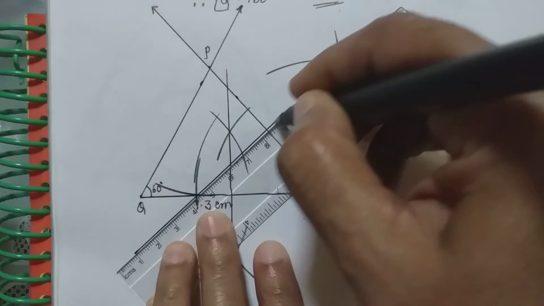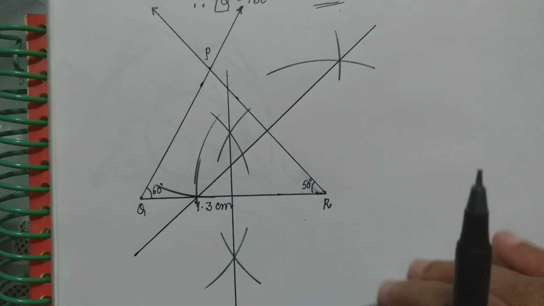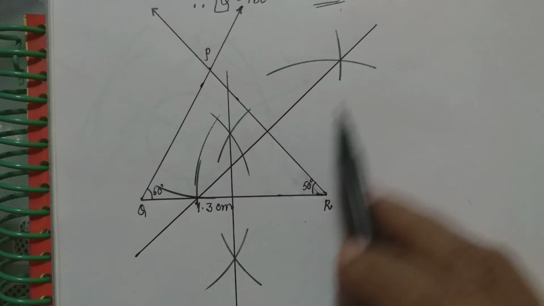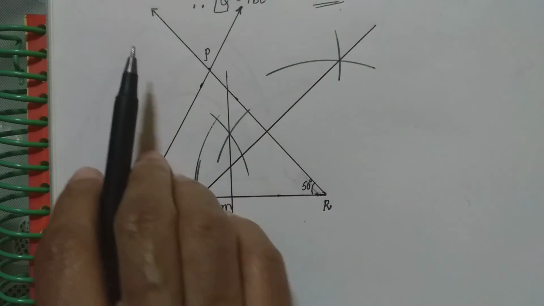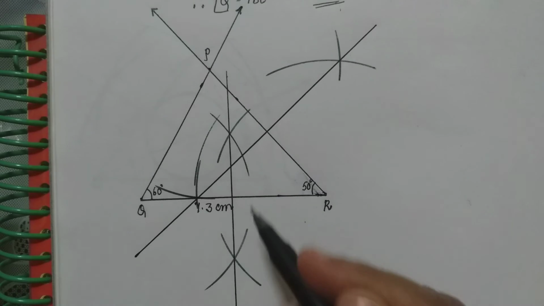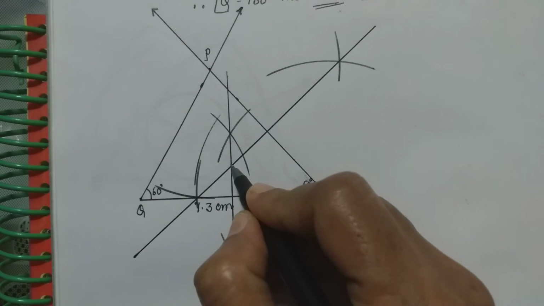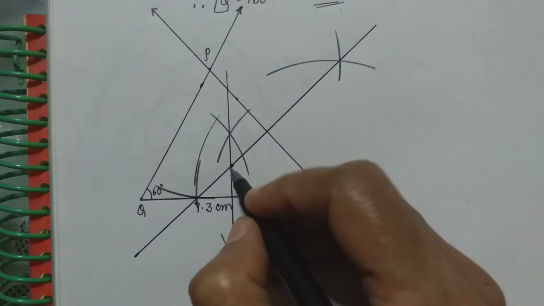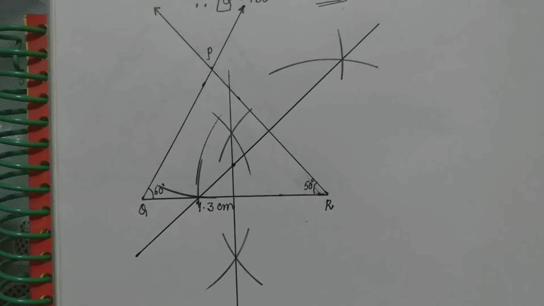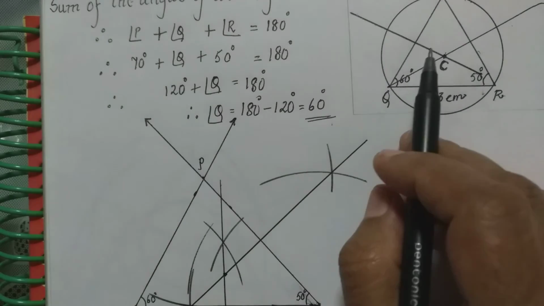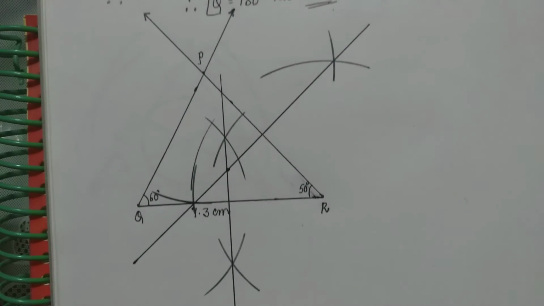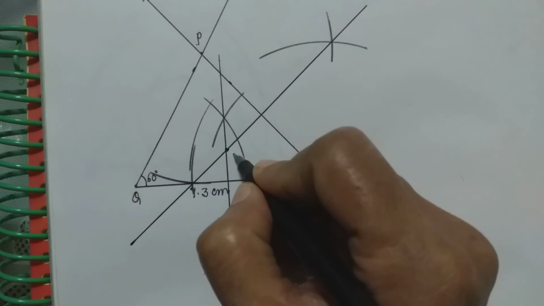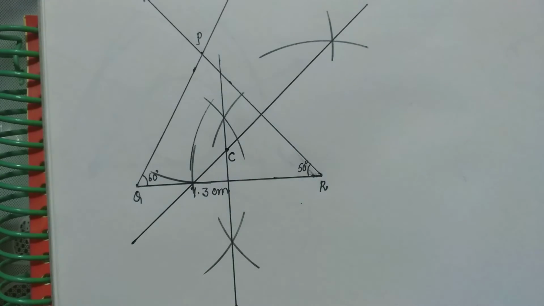Once we draw this line, we recognize that this line now is the perpendicular bisector of the side PR, and we have got this point of intersection of the two perpendicular bisectors, which we will mark as C. That will be the circumcenter. So we mark it as C.